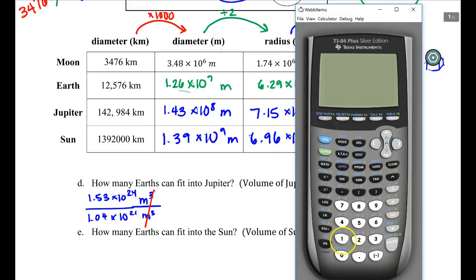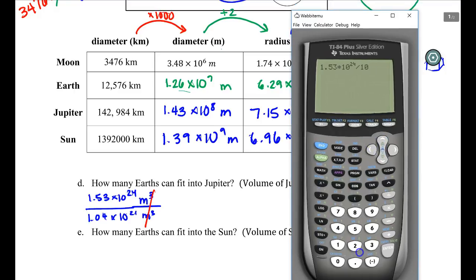You could do 1.53 times 10 to the 24th. That is possible. The issue here is if you do that, you can't just do this: 1.04 times 10 to the 21st. Because your calculator only sees this division. It's going to do PEMDAS. It's going to do the first multiplication, then this division, then this multiplication. It doesn't realize that these things are numbers by themselves. So if you press enter here, you get out a giant number.